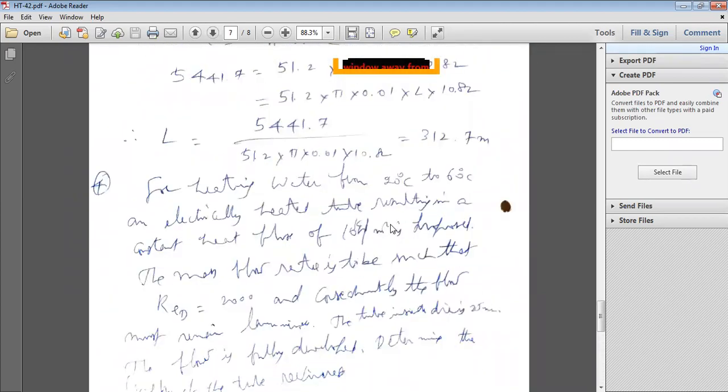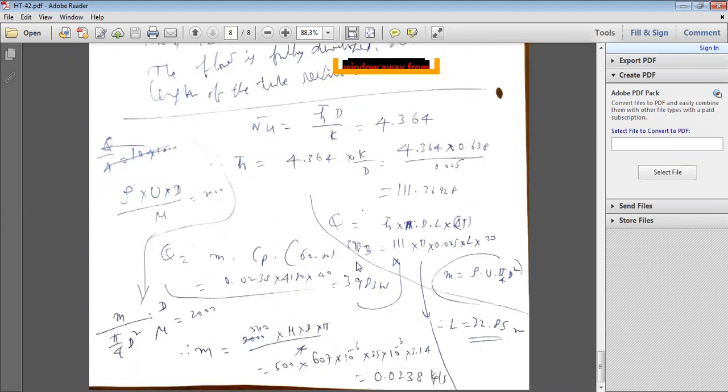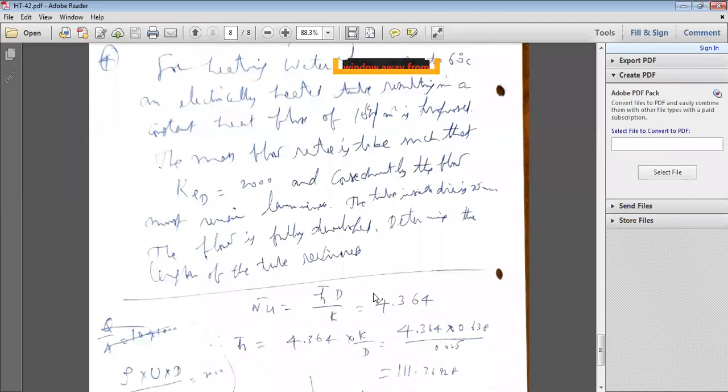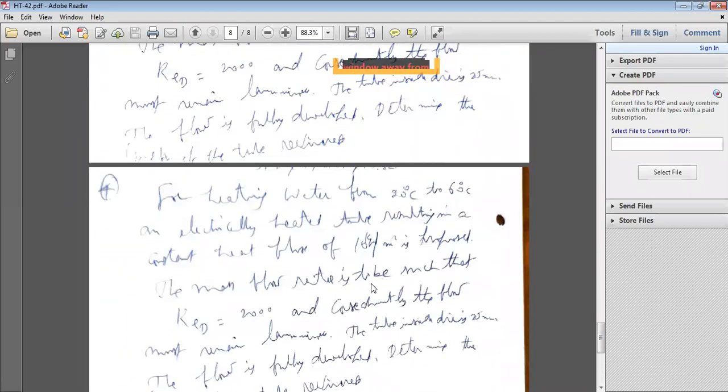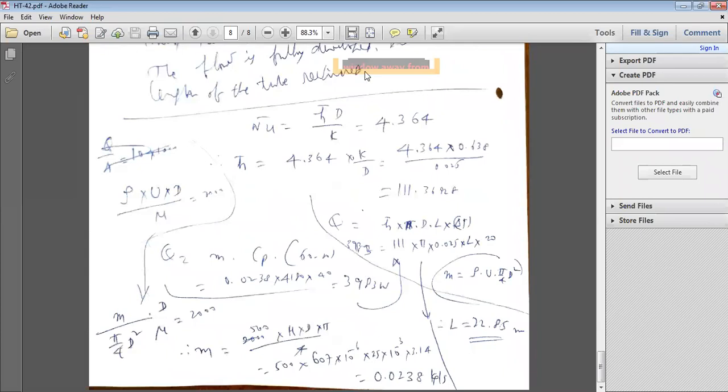Problems are very easy. Only thing is, you have to know the basic concept and you have to know the derivations. After deriving the equations and knowing the concepts in a clear-cut manner, problems are very, very easy in convection heat transfer. So that's all for today.